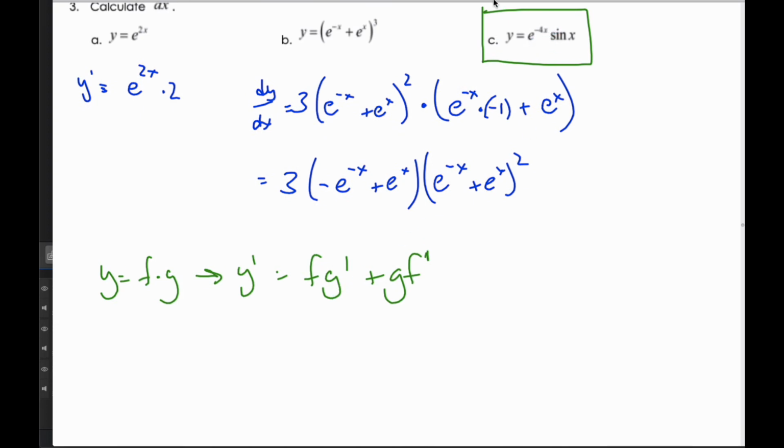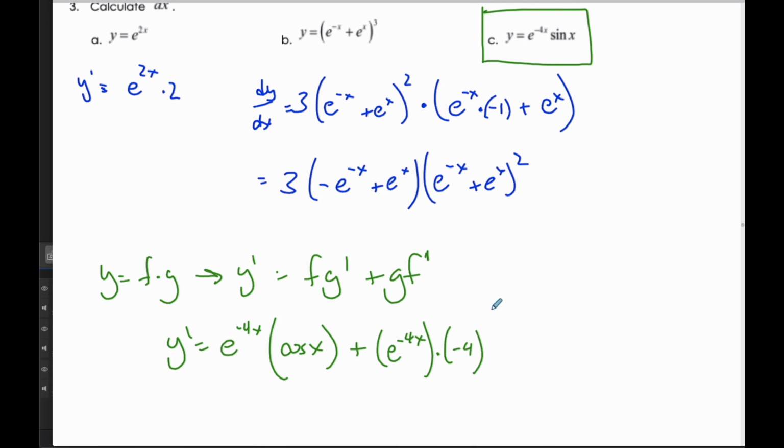So if here is my function, I will take y prime, and we'll start by writing e to the negative 4x times the derivative of g, which is sine of x, that is going to be cosine of x, plus, now I'm going to do the derivative of e to the negative 4x. The derivative of e is just e, times the chain rule derivative of negative 4x, which is negative 4, and then just times the sine of x.